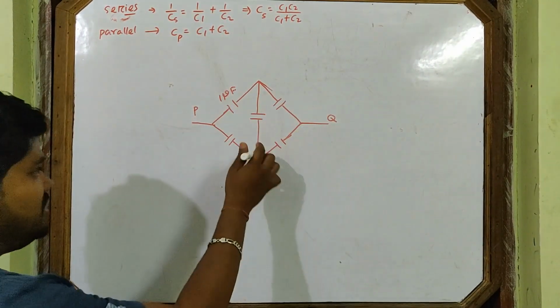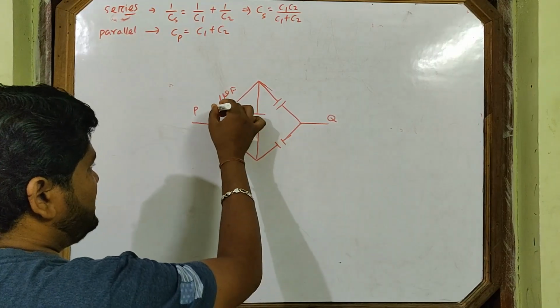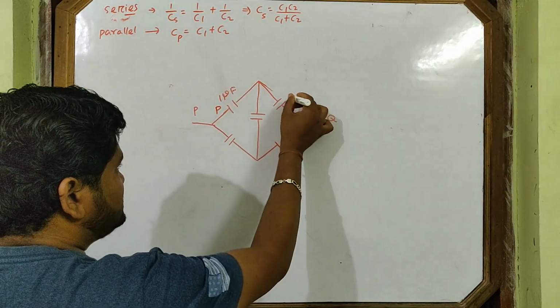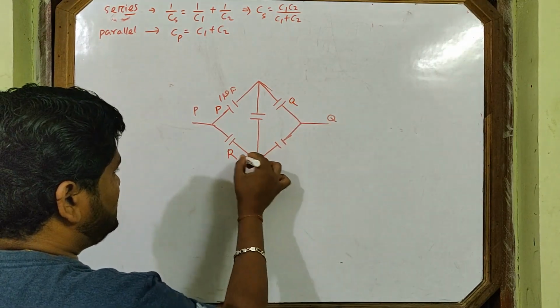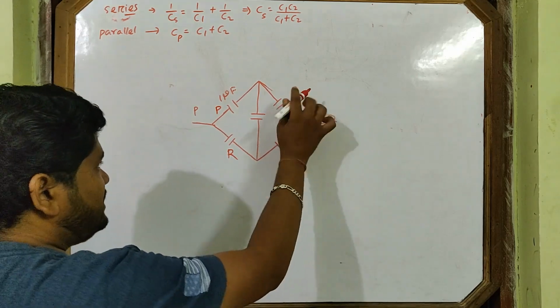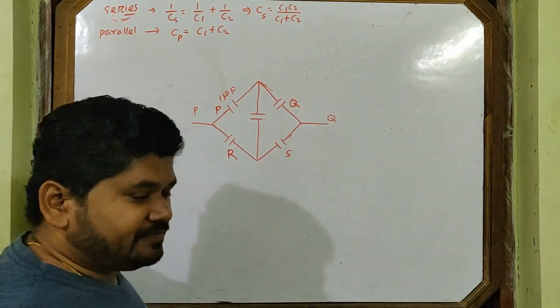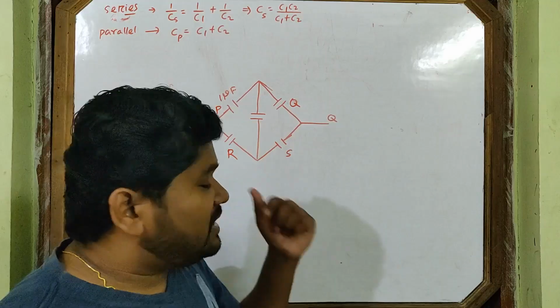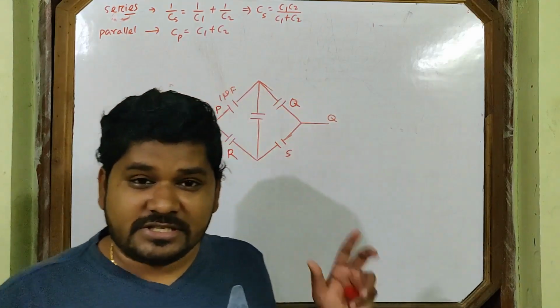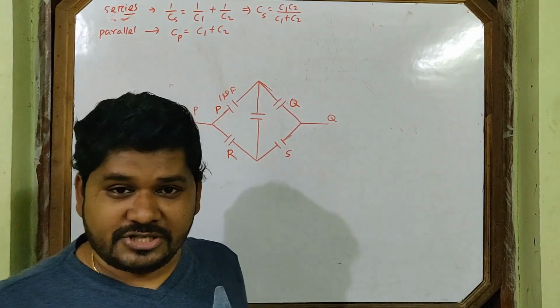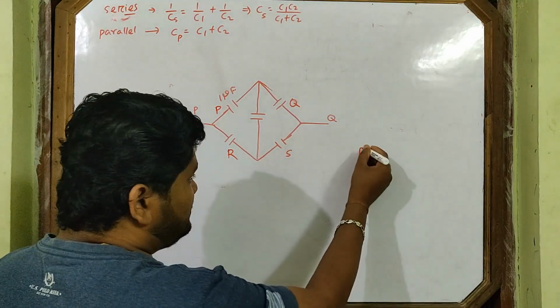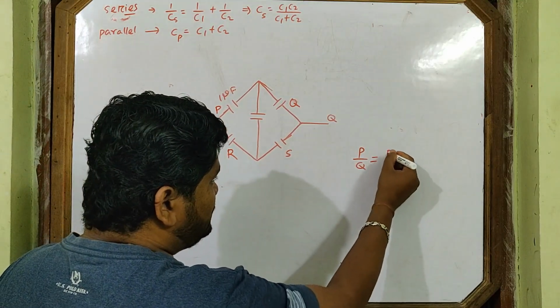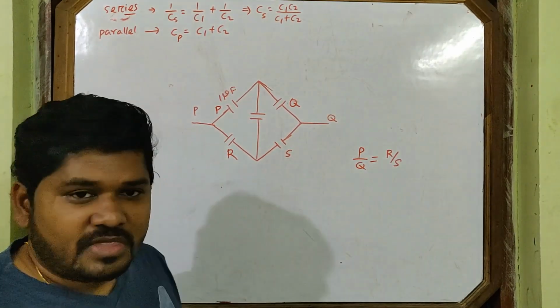If these cases come, let's do the capacitor naming. This is P, this is Q, this is R, this is S. P, Q, R, S. What happened? There is a balanced condition of the Wheatstone bridge. This type of combination is called a Wheatstone bridge. What is the balanced condition? P by Q equal to R by S.